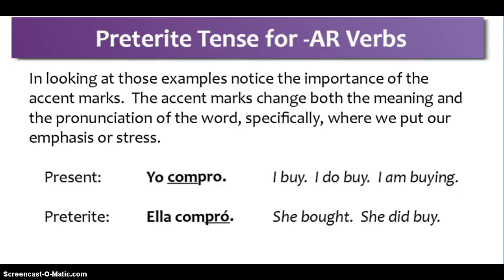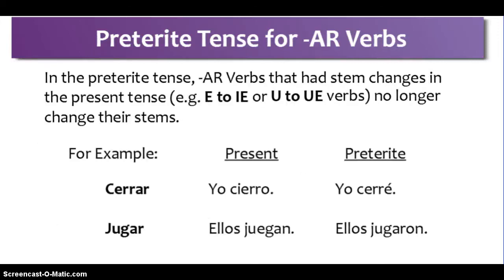Present tense, yo compro: I buy, I do buy, or I am buying. The stress when you pronounce the word is on the first syllable, and there's no accent mark on the written word. Yo compro. But in the preterite tense, ella compró, your accent is written on the last O, and you put the emphasis on that last syllable. So you are understood as saying she bought or she did buy.